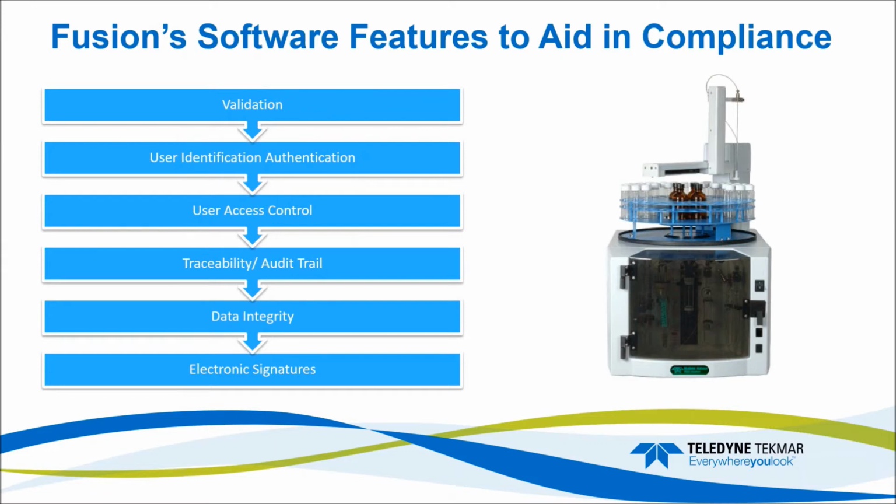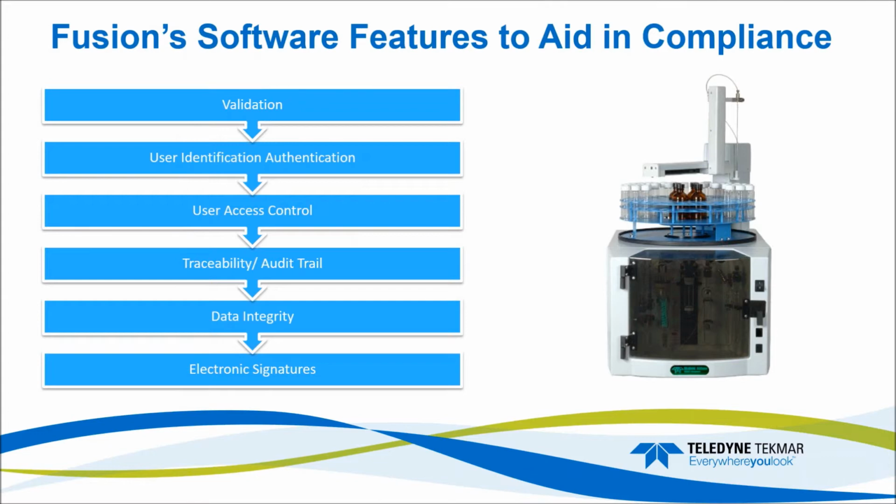It will track that. User access control: different users will have different permissions to do certain things within the software. Traceability and audit trail: if there's ever a recall or you get audited, and you have to show records of at least a year or whatever it is, you can go back and pull up that data in its original form. It'll be unaltered, untainted.